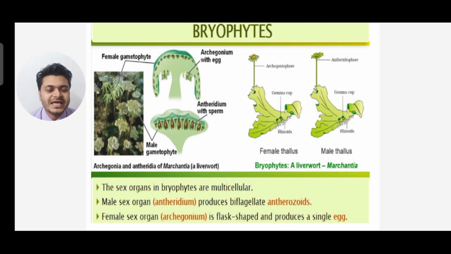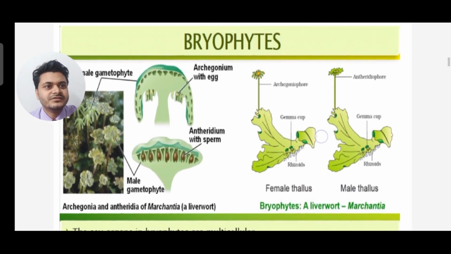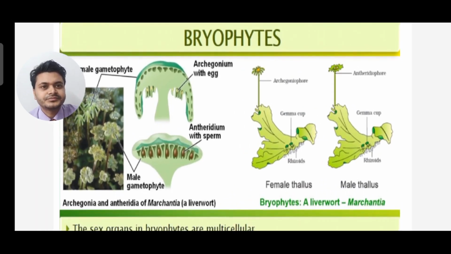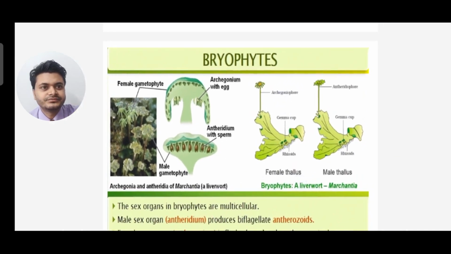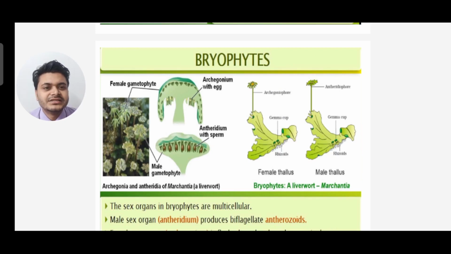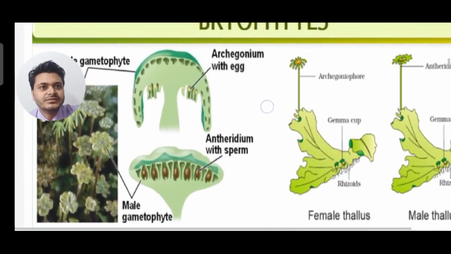So you can see the male thallus and female thallus. The diagrams are given, see, archegonium and antheridium. Antheridium is male, archegonium is female, all right? So archegonium is located on top of the archegoniophore and antheridium is located on top of the antheridiophore. You can see the figure on the right hand side. Here are given male and female thallus. There is a liverwort, right, Marchantia. You can see the antheridium with sperm and archegonium with egg. You can see the figure here.